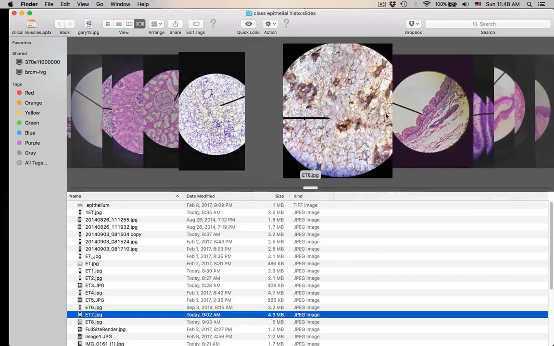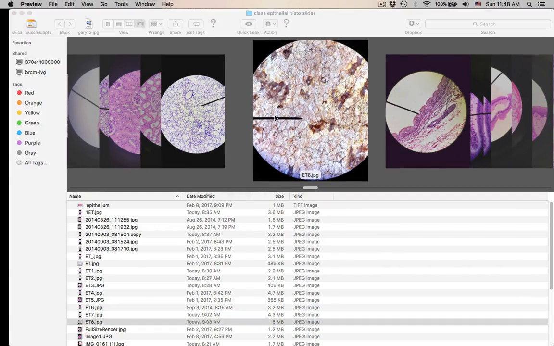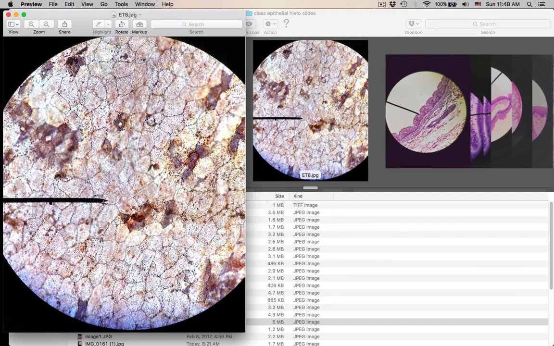Number 16, flat mount. You can see the individual cell outline here. This is a flat mount. This is simple squamous. I asked you the type of epithelial tissue. It's simple squamous. I did not ask you its specific name. This is a flat mount of simple squamous. That was number 16.